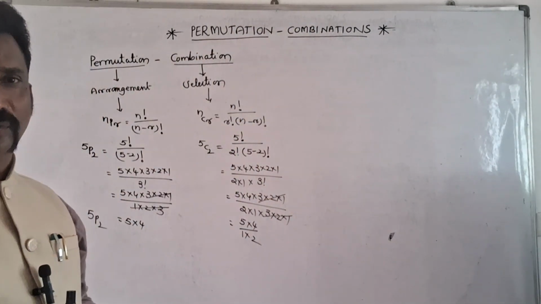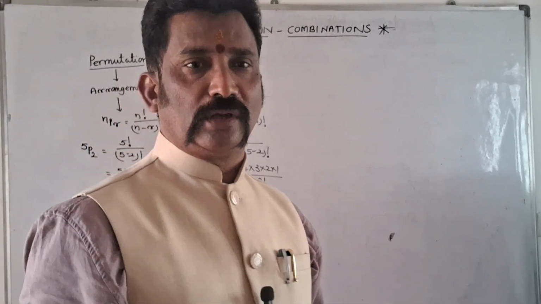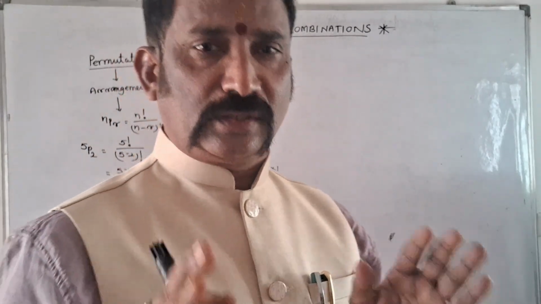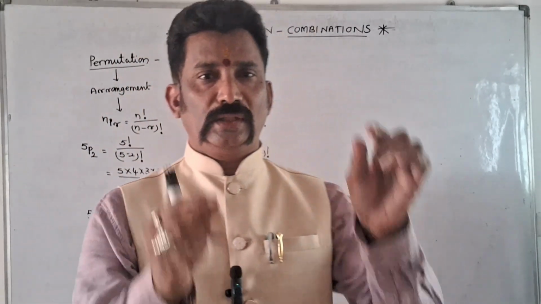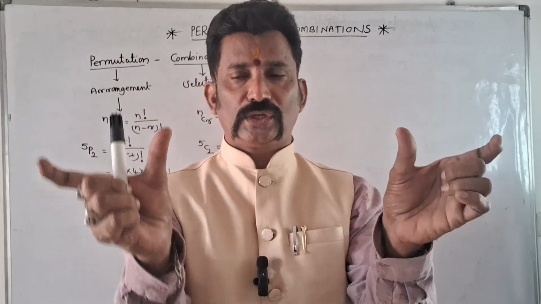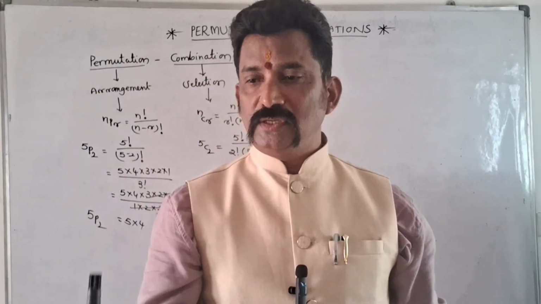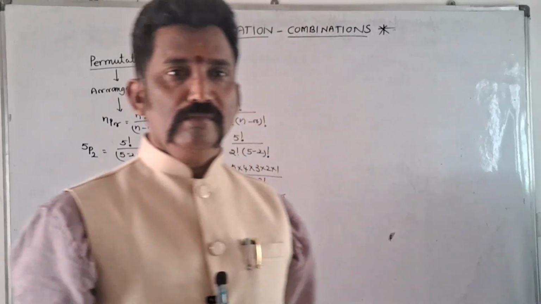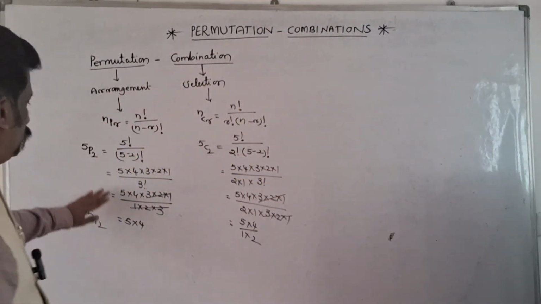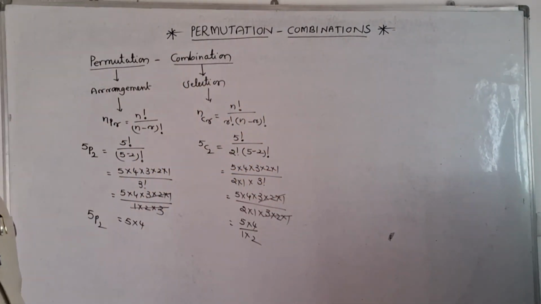So don't concentrate on the definition of permutation and combination. Simply, we have to concentrate only on the meaning of the words. Permutation means arrangement and combination is selection. That's all. So we have to follow this.